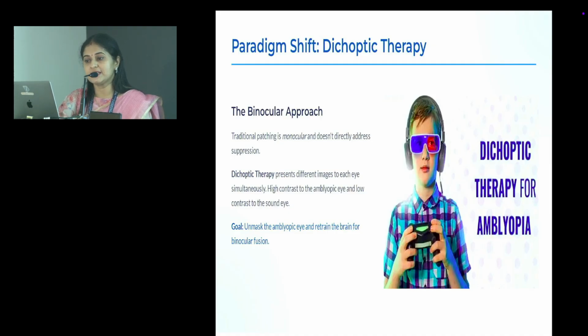Now we are shifting towards binocular therapy, that's dichoptic therapy, rather than patching one eye. The traditional patching is, as you know, monocular and it doesn't directly address the suppression. So the goal is that you unmask the amblyopic eye and retrain the brain for binocular fusion.